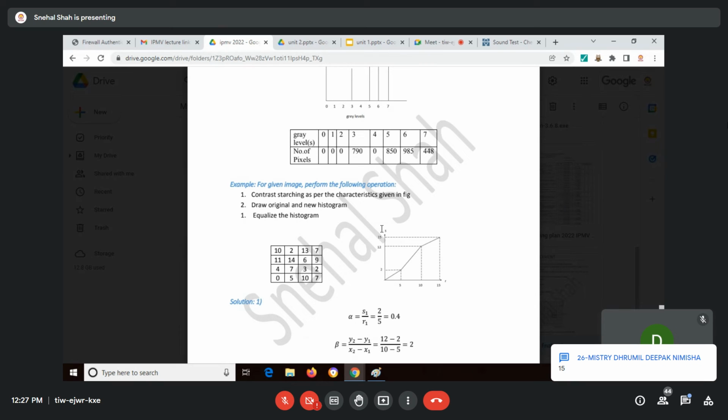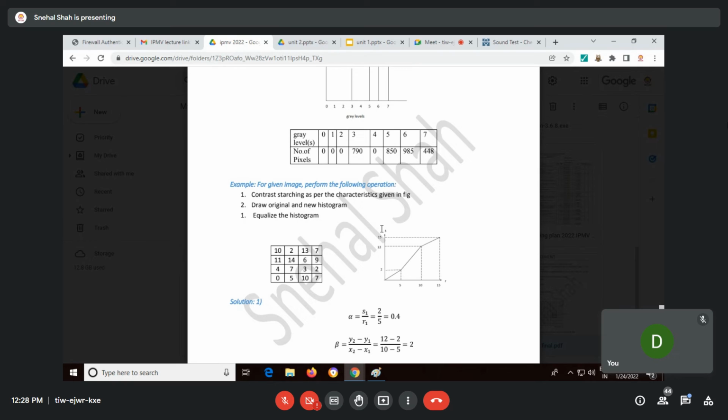I am only explaining this verbally right now; you can solve it later at ease. We have done the contrast stretching portion of this example, in the contrast stretching theory. Just the histogram portion is remaining. As per the question, you have to find the contrast stretching as per the given characteristics, then draw the original and new histogram, and third, equalize the histogram.